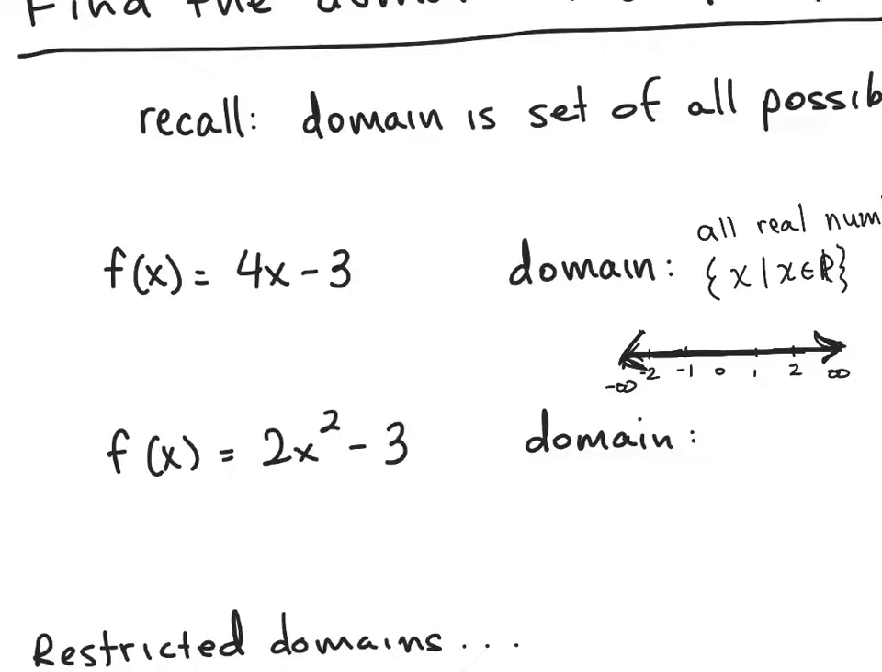So the domain for this function, and the domain for any quadratic for that matter, is all real numbers, or negative infinity to positive infinity. That would cover the whole real number line, meaning any number in the real number system could be used as an input. So that might help you remember: any linear function or any quadratic function always has a domain of all real numbers.